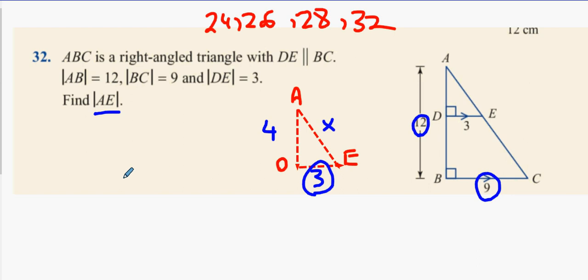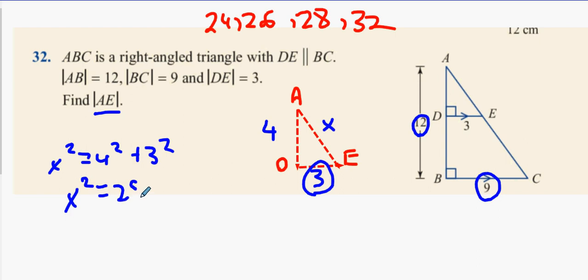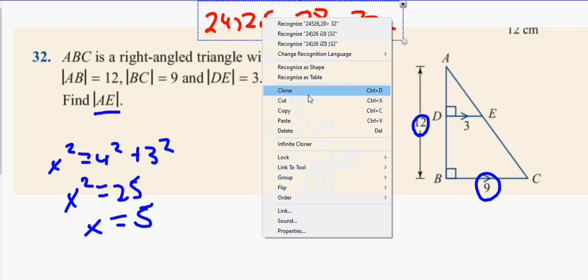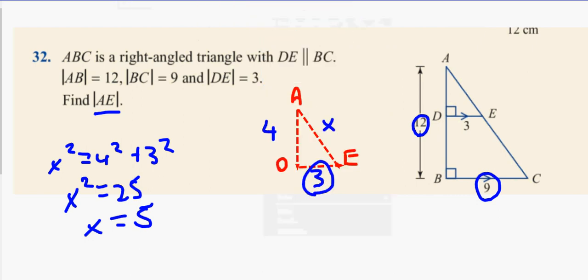And now we're after AE, aren't we? x squared equals 4 squared plus 3 squared. x squared equals 25. x equals 5. We cool? Could you also find the hypotenuse of the bigger one, AC, and divide by 3? Yeah, all good.